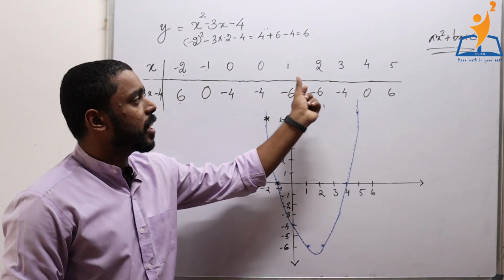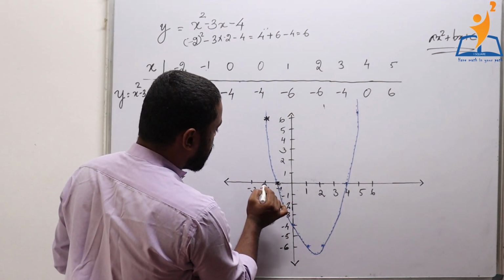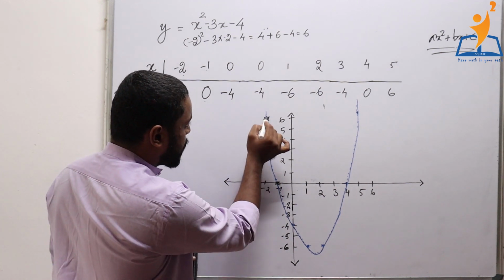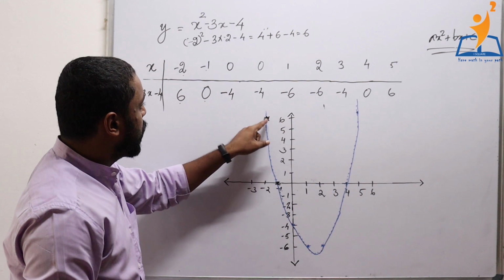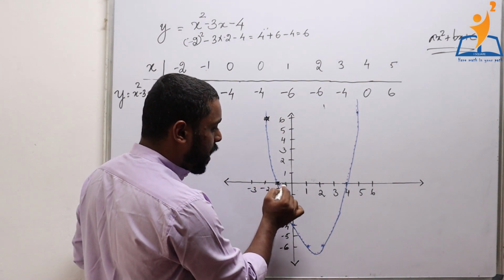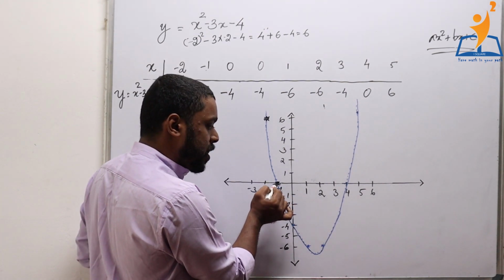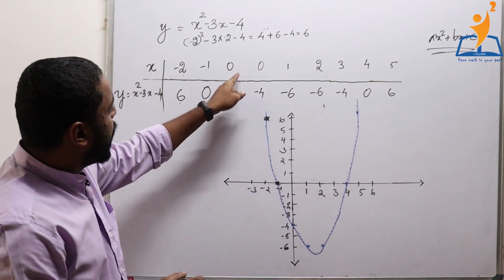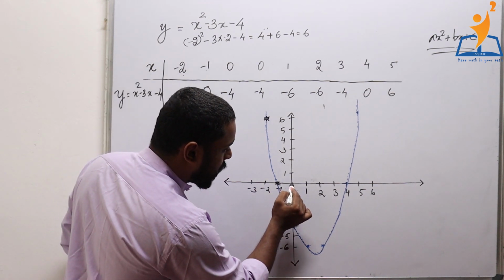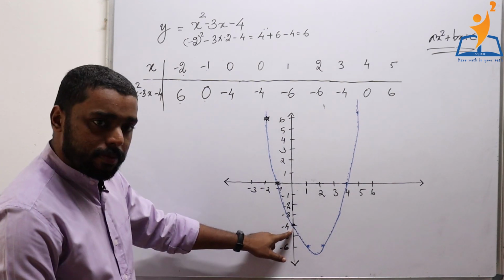Now we can plot the graph of this function just like before. When x equal to minus 2, y is equal to 6, that is minus 2, 6. See, this is a point on the graph. Now when x equal to minus 1, y is equal to 0. So this is a point, minus 1, 0. Here x value equal to minus 1 and y value equal to 0. Now when x is equal to 0, y equal to minus 4. See, x equal to 0 is here, y equal to minus 4 here. So the point is 0, minus 4.